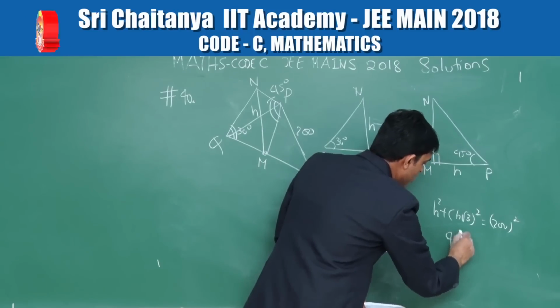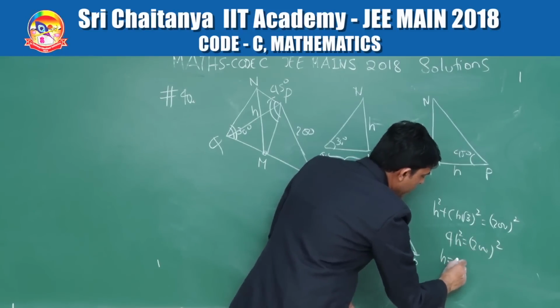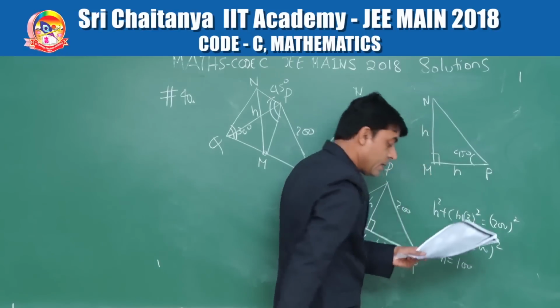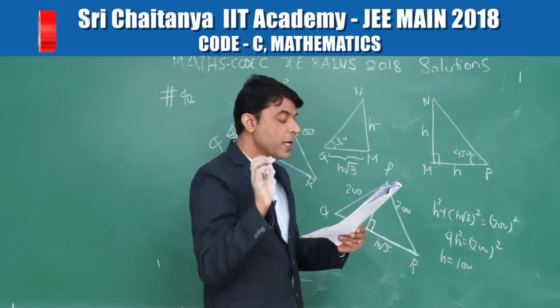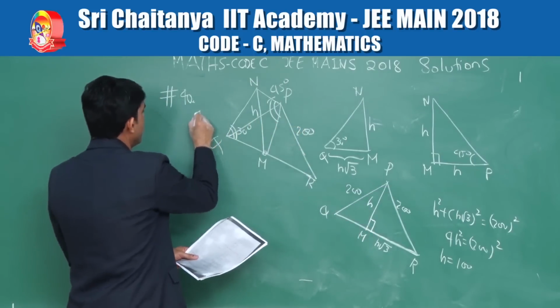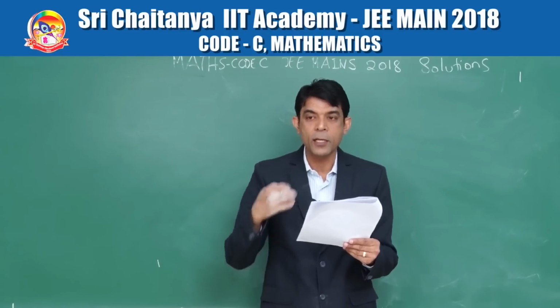You get 4H square is 200 square, and that gives H equals 100. So the height of the tower in meters equals 100. That's choice number 4. So option 4 is the correct choice for it. Number 41, that's a really interesting question.